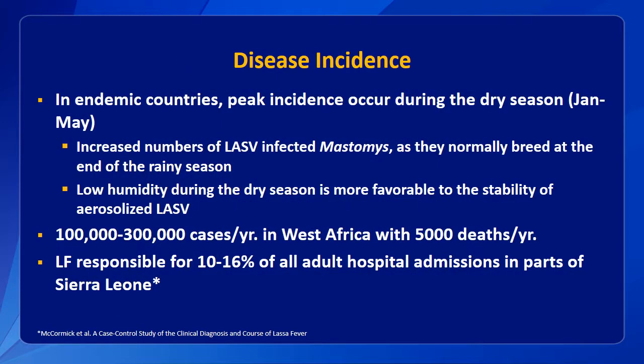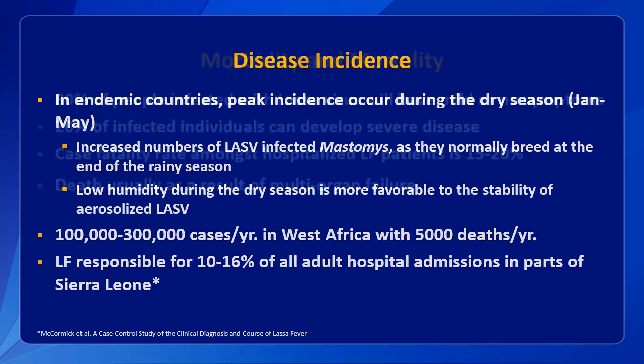In endemic countries, the peak incidence of Lassa fever cases occurs during the African dry season, which typically runs from January to May. It has been estimated that there are 100 to 300,000 cases in West Africa each year, with 5,000 deaths per year. One study found that in parts of Sierra Leone, Lassa fever was responsible for 10 to 16% of all adult hospital admissions.